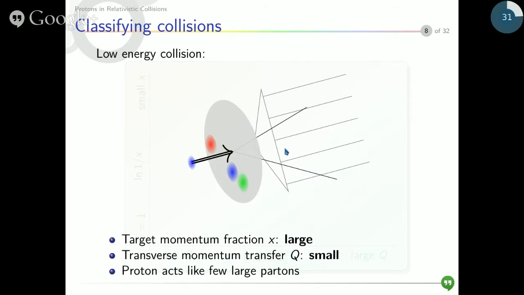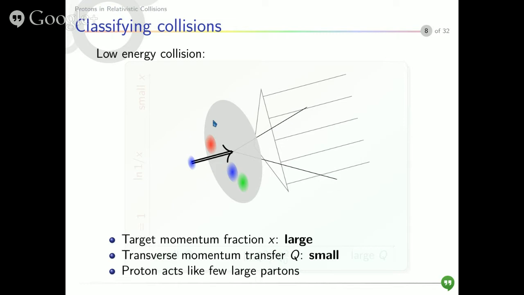So basically what we do is you collide particles together, proton on proton, and then you figure out the values of x and q corresponding to that collision, or corresponding to the partons that interacted in that collision. And then you see how often it happens, and you put it on this chart. So there are a few different possibilities.